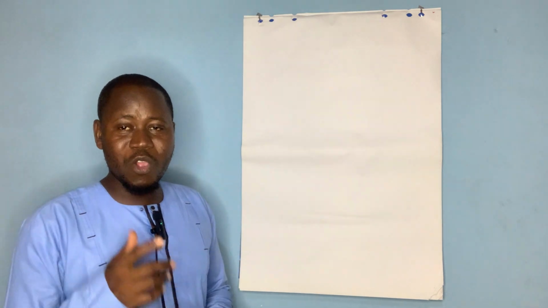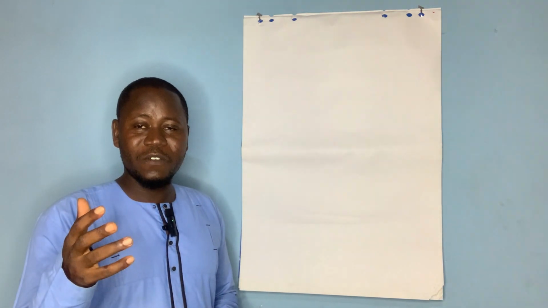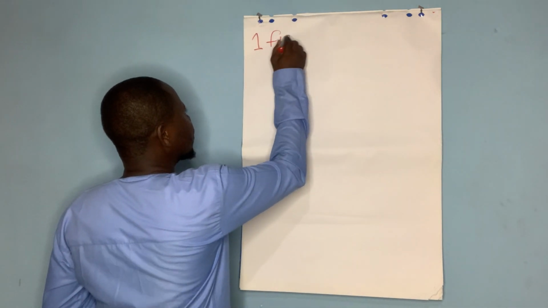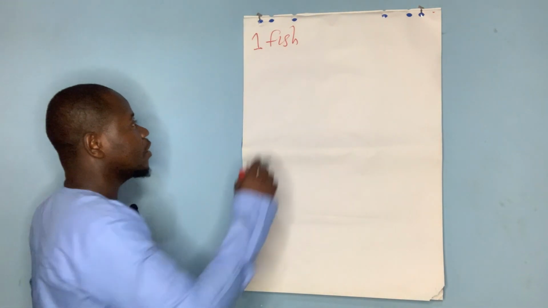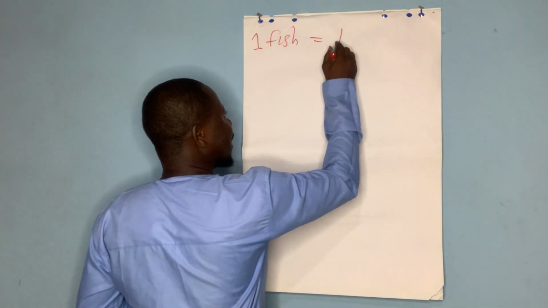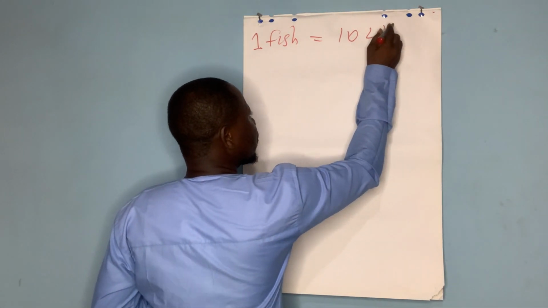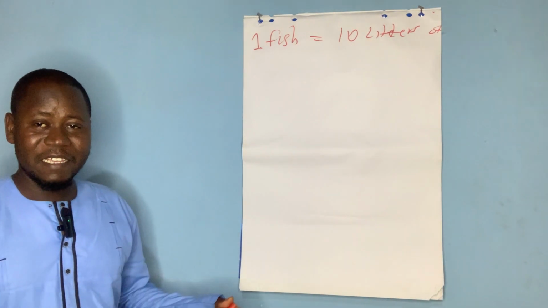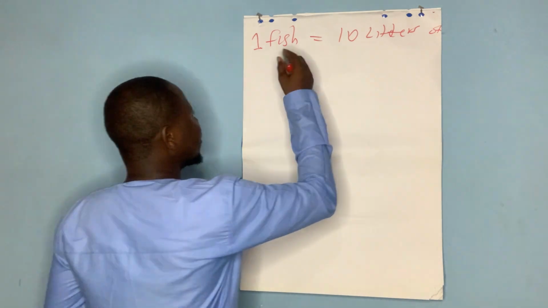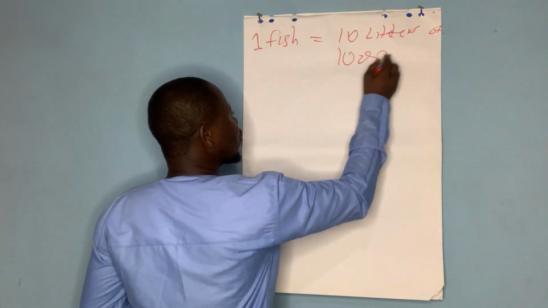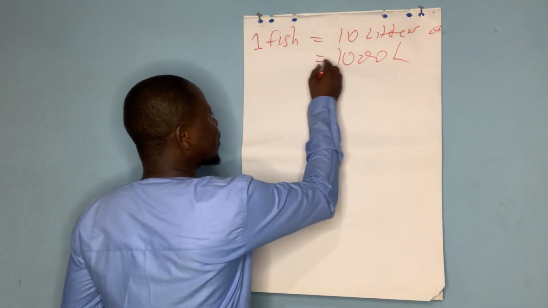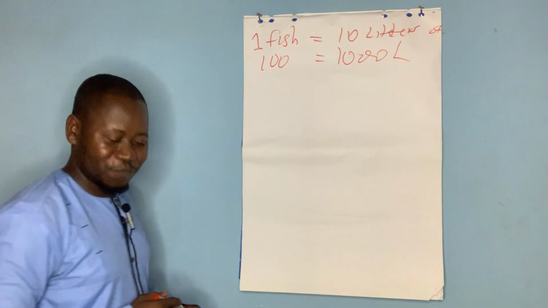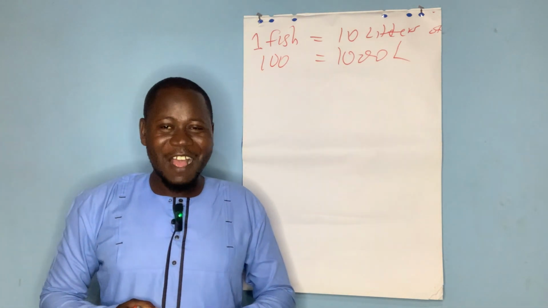For instance, we always say that in intensive stocking density, for one fish, that is, if you intend to raise the fish to 1 kilogram, you are required to use 10 liters of water. So if that's the case, it means that if you have 1,000 liters of water, you simply divide this by 10 and you will have 100 fish to stock. But it's not as easy as that.